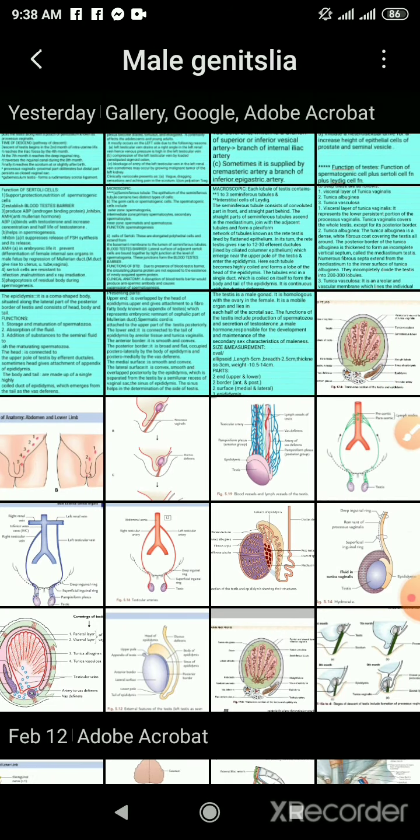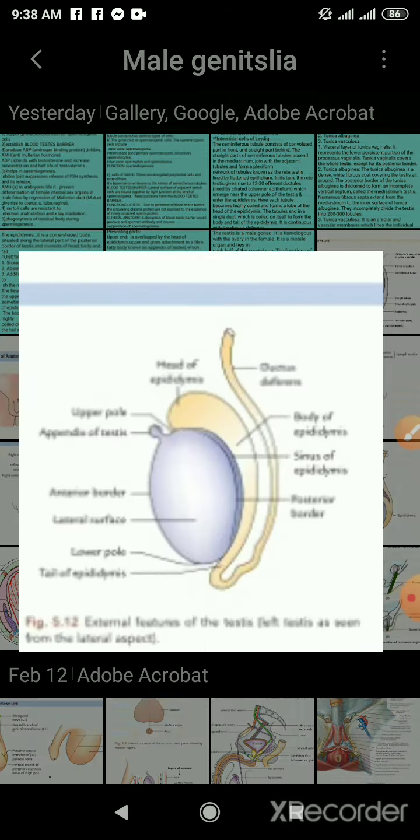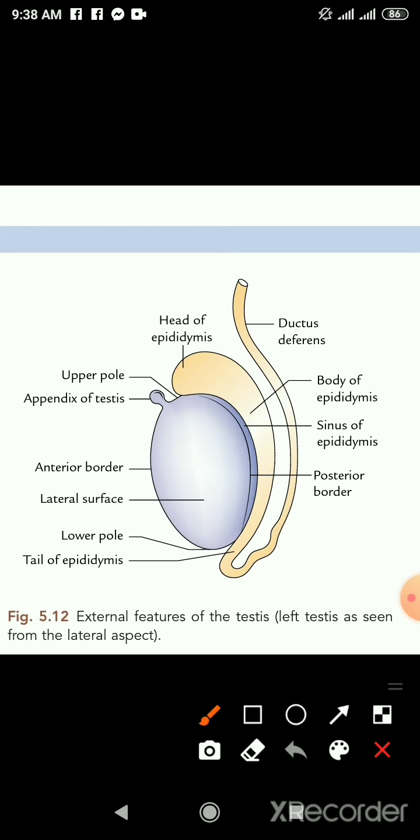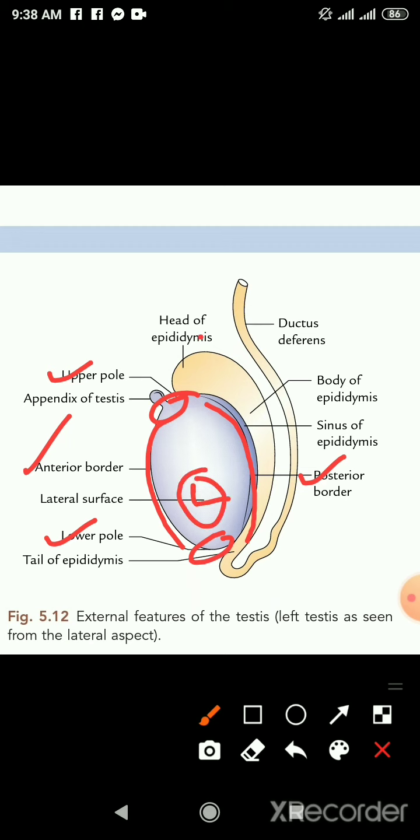Let's see the testis. So this is the testis. So we told the parts of the testis. It has two poles, upper pole. It has a lower pole or lower end. It has two borders, anteriorly anterior border and posteriorly posterior border, and it has two surfaces. This is the lateral surface and the opposite one will be the medial surface, and one epididymis. This yellow color structure is known as the epididymis.